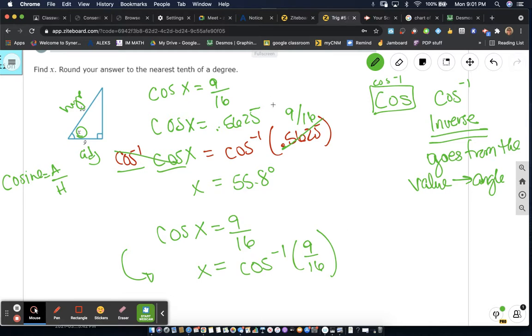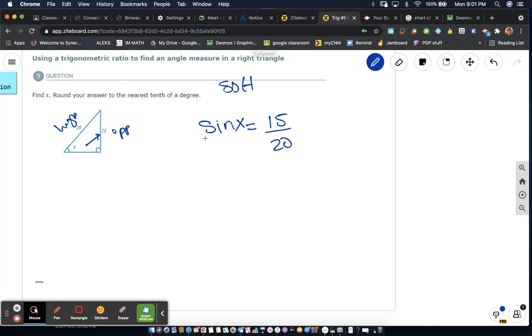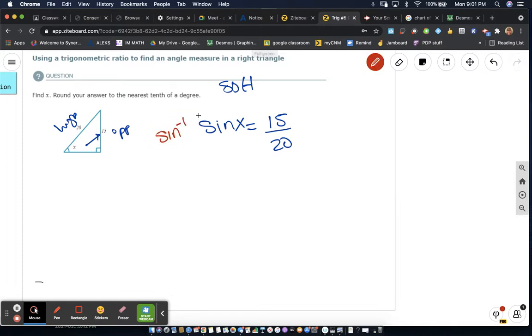All right, next, we'll try another one. Here's x again, and what sides do we have? We have opposite and hypotenuse. That is sine. So write a true statement: sine x equals 15 over 20. To undo the sine and get rid of it, you would take the sine inverse of both sides.